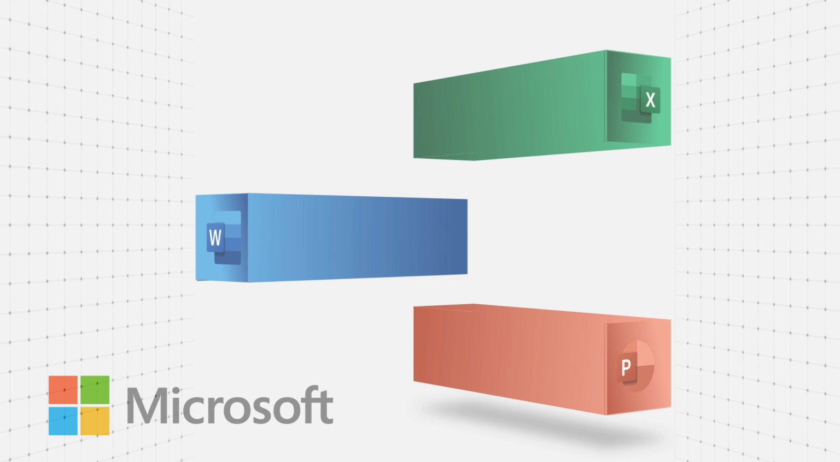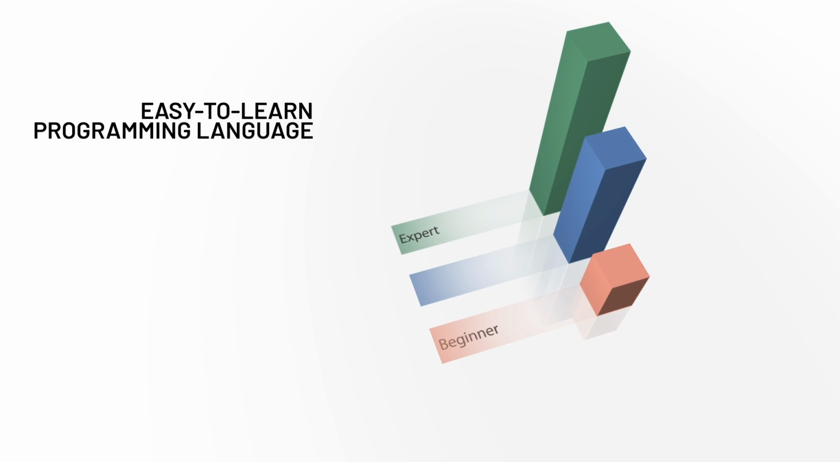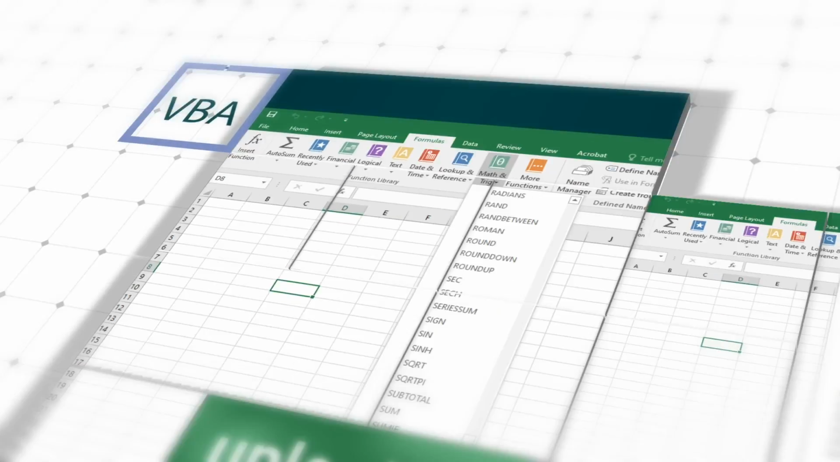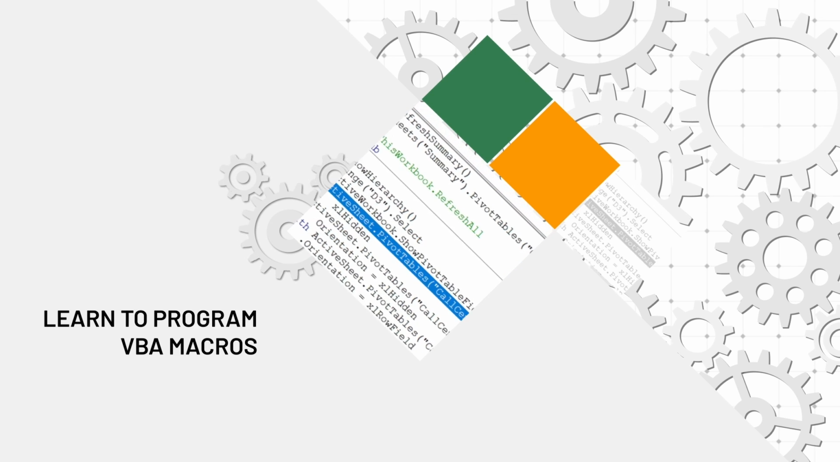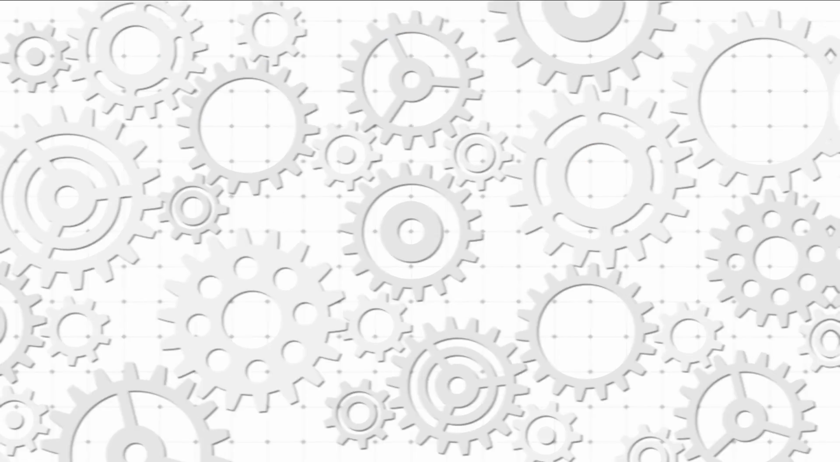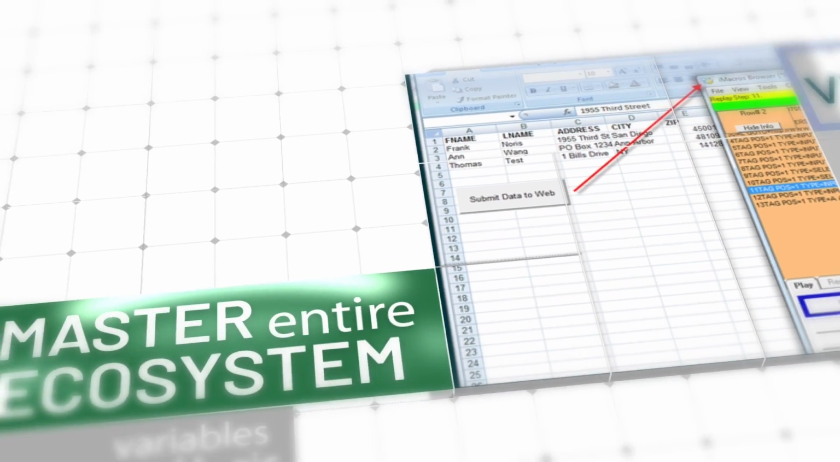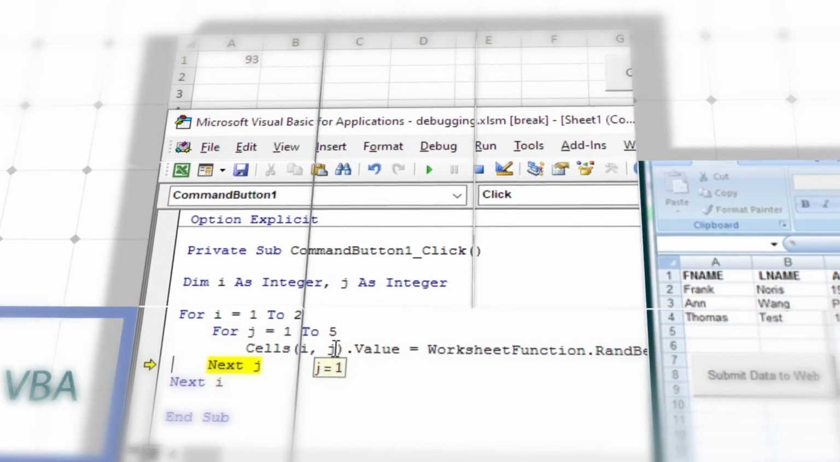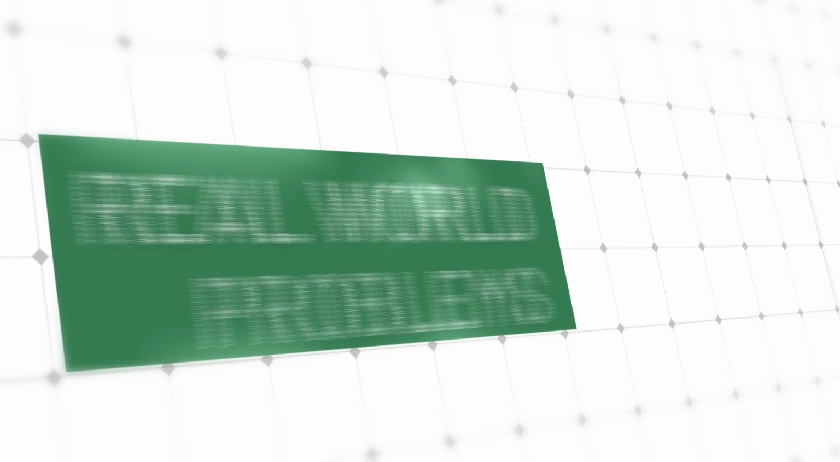It's an easy-to-learn programming language that is perfect for both beginners and experienced developers alike, and it will let you unlock Excel functionality in ways you never thought possible. In this course, you're going to learn to program VBA macros that automate your tasks at the click of a button. Along the way, you'll master the entire VBA ecosystem: variables, conditional logic, loops, arrays, user forms, and so much more. But even more importantly, you'll also see how to apply these programming tools to practical, real-world problems.